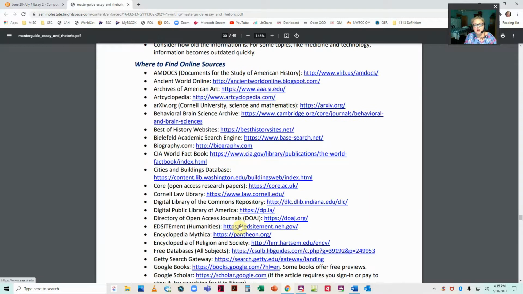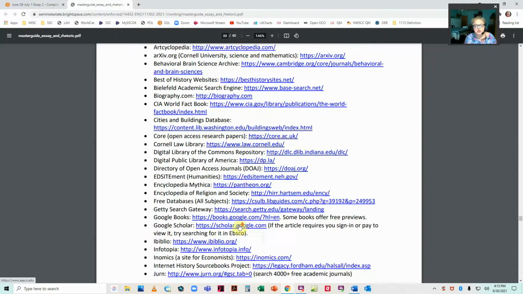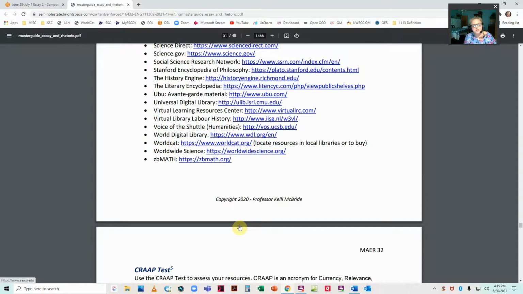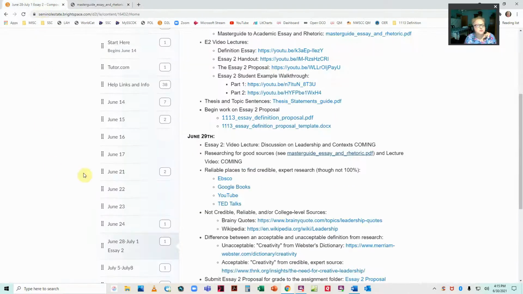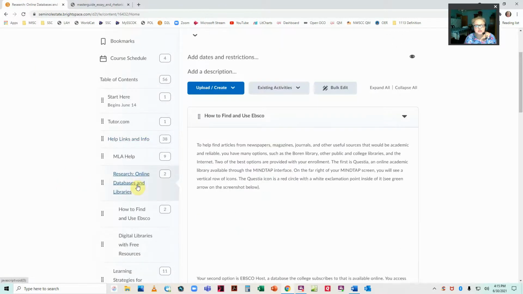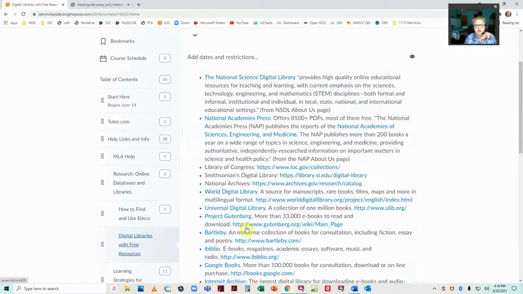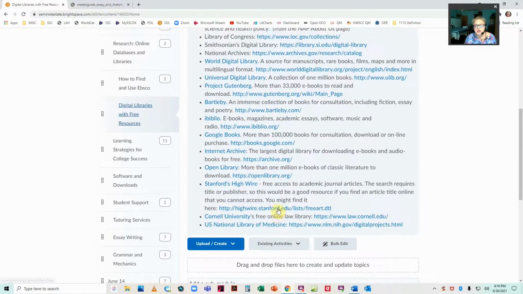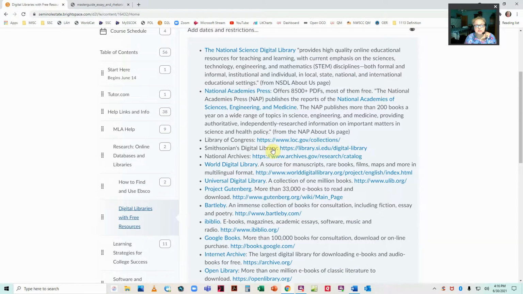online sources. Some or none of these may be helpful to your particular topic, but there are a lot of free digital libraries, and these are all credible sources. I would not have listed them here if I did not feel they would give you really good information. So you can see there's quite a few. I believe I also replicate this in helpful links and info, research online databases and libraries, digital libraries with free resources. There are not as many, but there are some listed there as well.